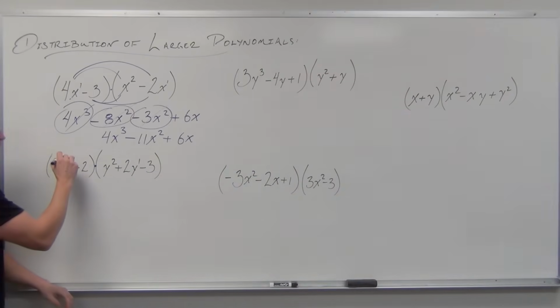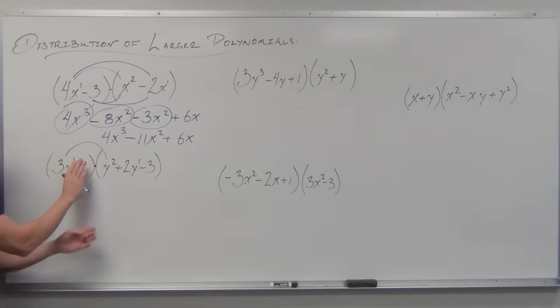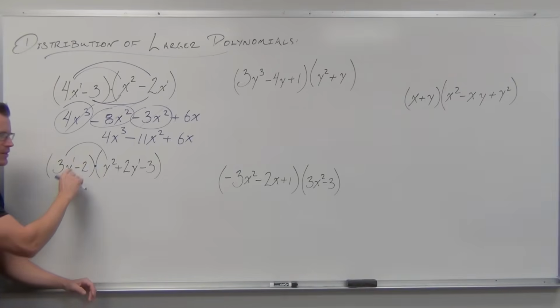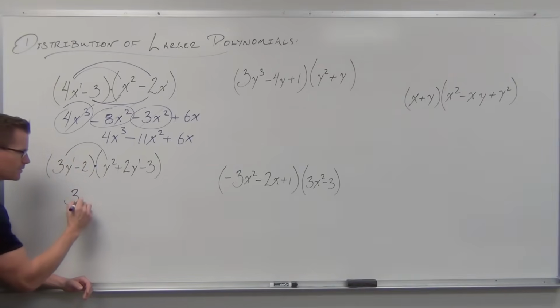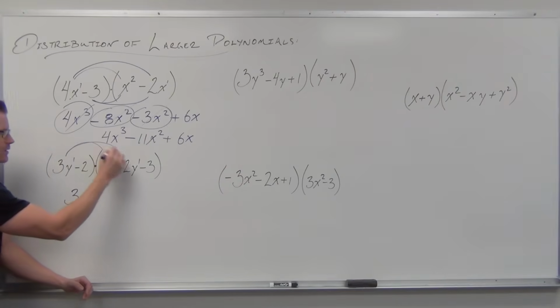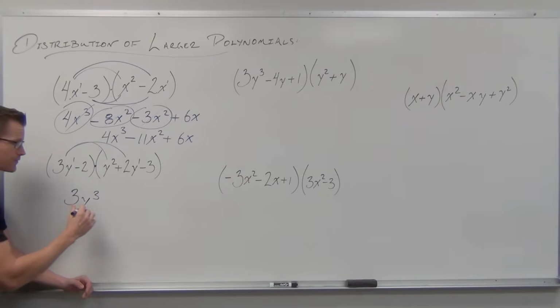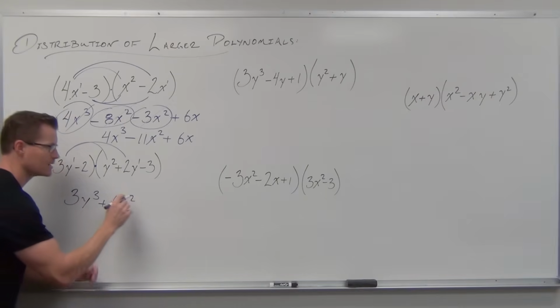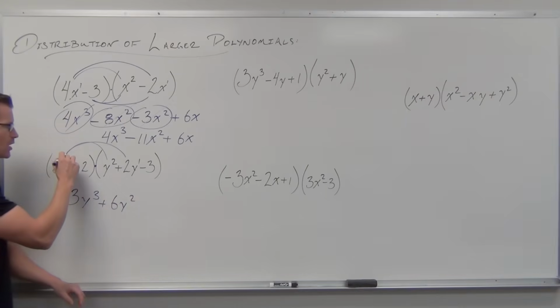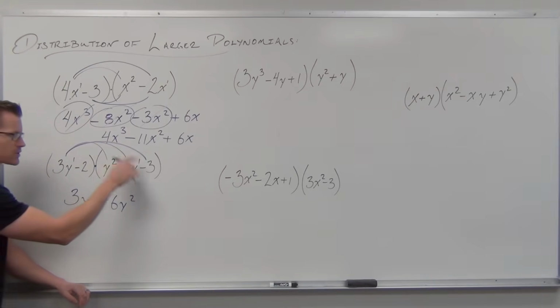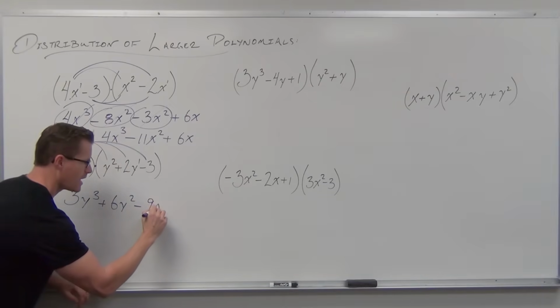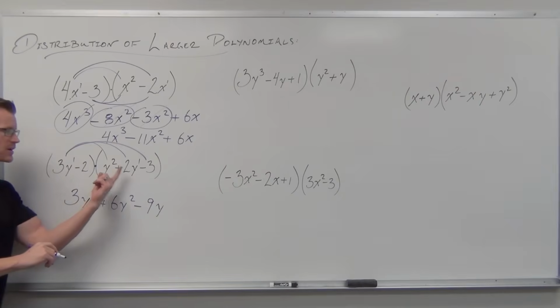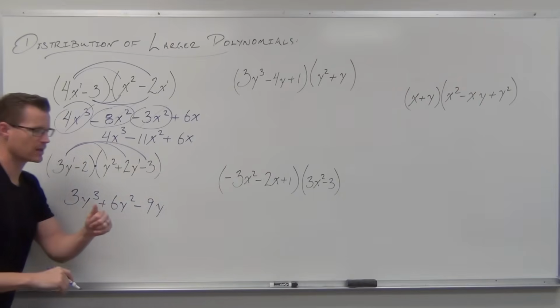So here we have 3y to the first. I'm going to ignore the negative 2. 3y to the first times y to the second, we get 3y to the third. 3y to the first times 2y to the first, I'm seeing 6, 3 times 2 is 6, y to the second because I'm adding my exponents. I hope you're with me. 3y to the first times negative 3, that's negative 9y. I don't get to change my variables because I don't have a variable I'm multiplying by.